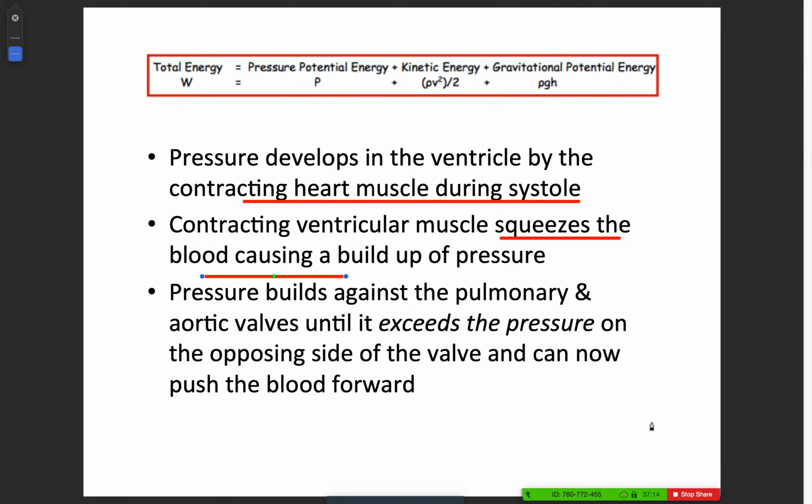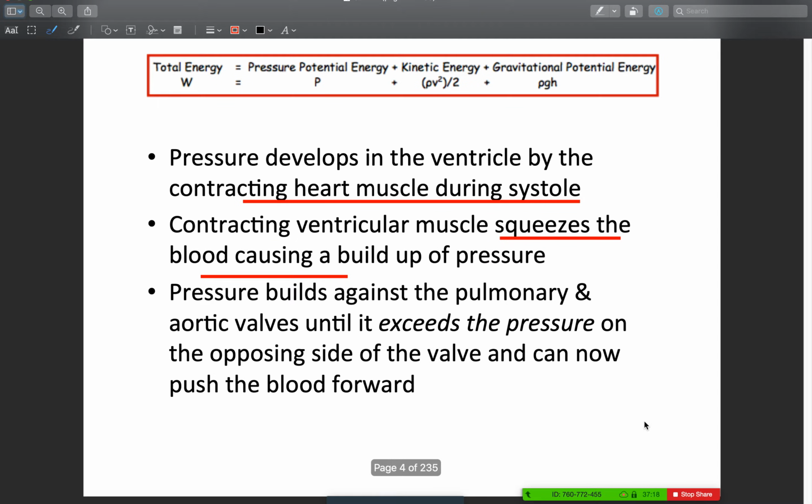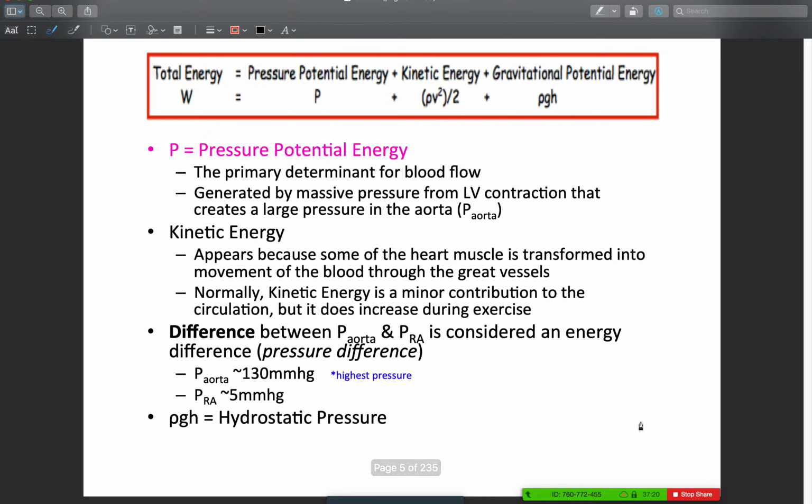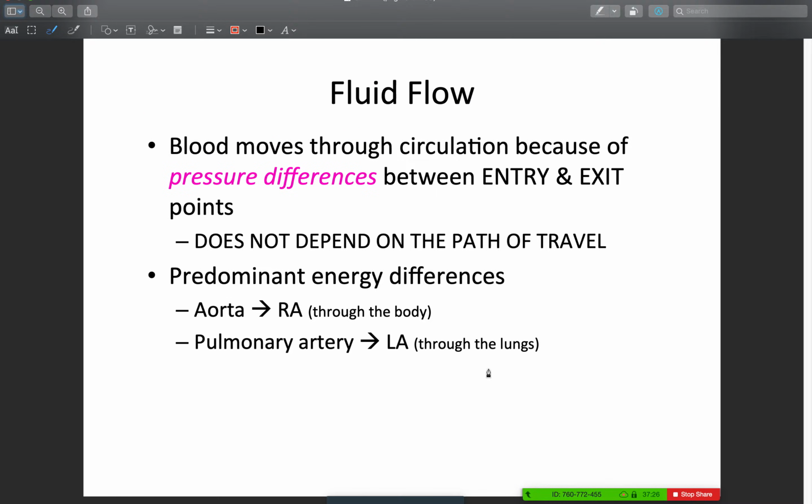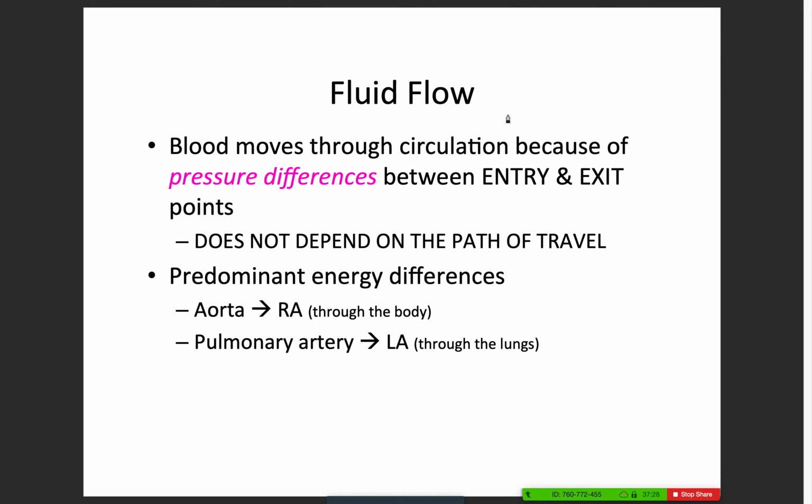Okay, and that is how the cardiac cycle works, essentially. Okay, great. So here, talking a little bit about potential energies, not really too worried about that. Just sort of a general rule: blood is always going to move through circulation because of pressure differences between the entry and exit points, okay?